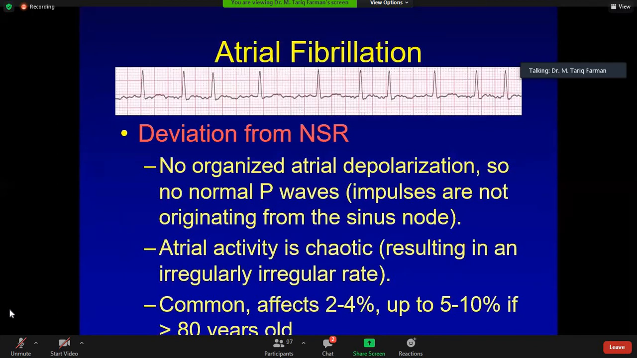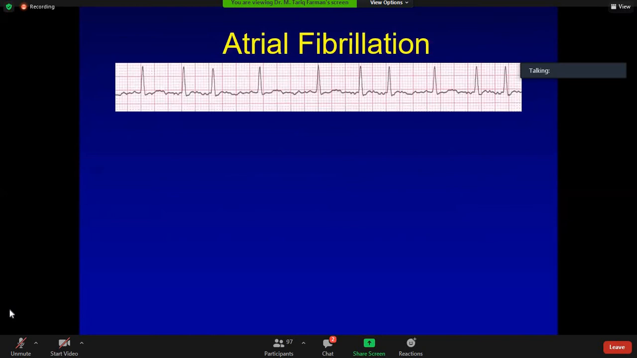But just remember these two findings: varying RR interval and absent P wave. No organized atrial depolarization, so no normal P waves, and impulses are not originating from the sinus node. Atrial activity is chaotic, resulting in an irregular rate. It's common, affects 2 to 4%, up to 5 to 10% in elderly patients.